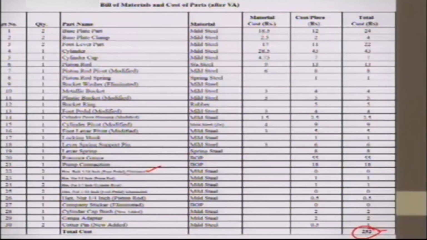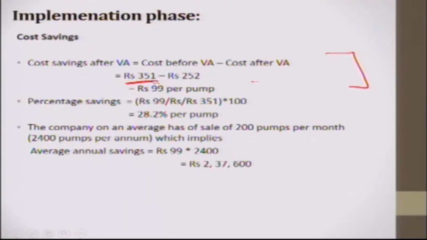These parts are eliminated, and some parts are newly added, new added parts are there, and some parts are just modified. So we present this to the decision maker and tell them that the cost savings is this much. The cost before value engineering is rupees 351, after value engineering is this.